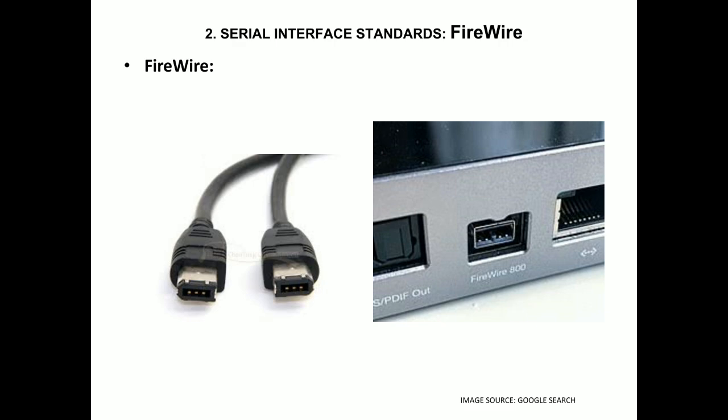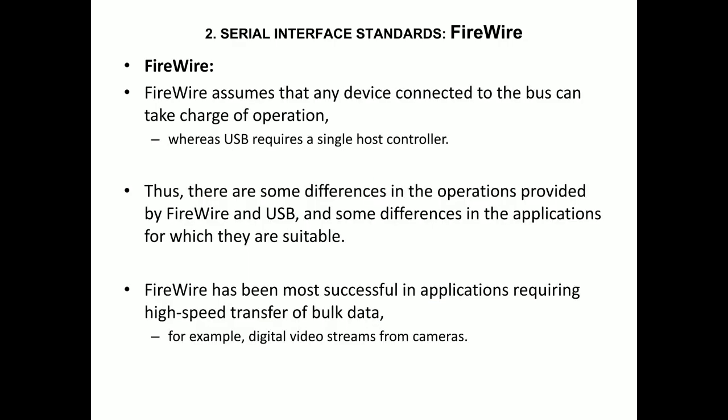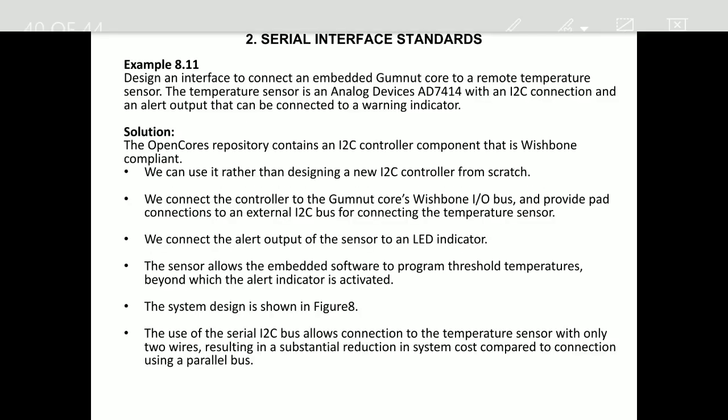FireWire is used for high speed data transfer and for large amounts of data to be transferred, whereas USB is used for low speed data transfer. For example, digital video streams from cameras.